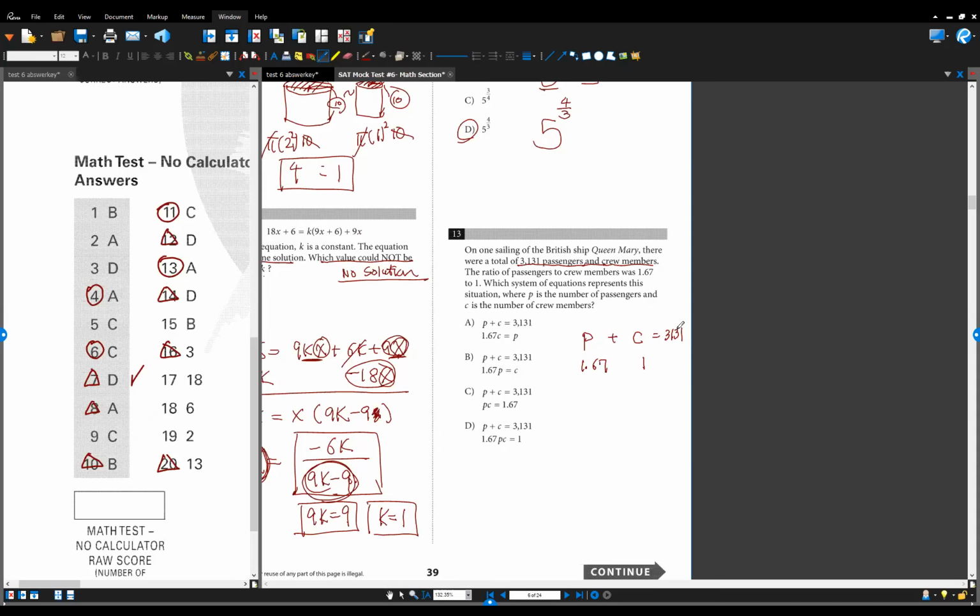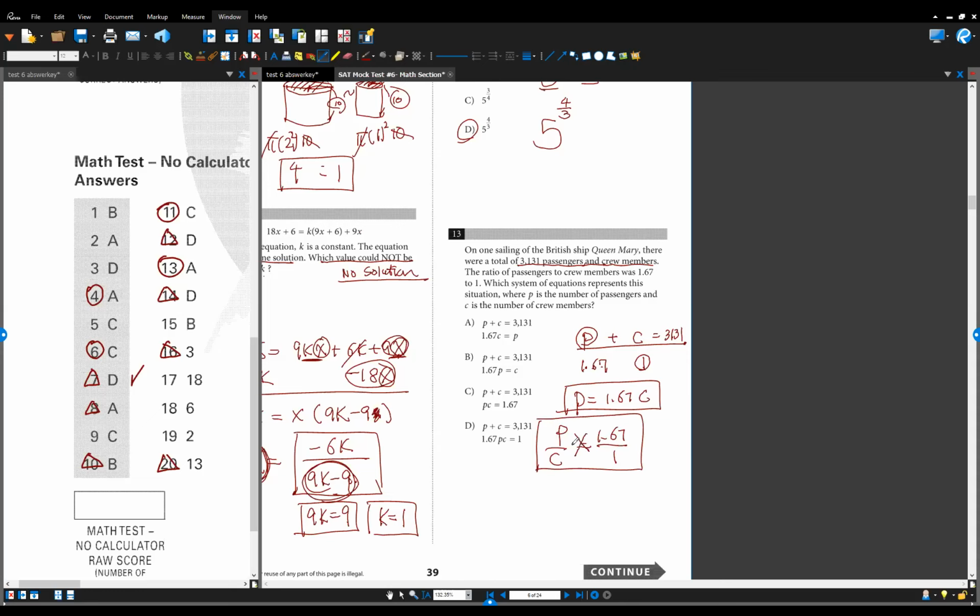Okay. All right. The number of passengers is P, number of crew is C. Yep, C plus P is what? 31, 31. That's okay. But P is what? 1.67 times C. P equals how much? 1.67 times C, isn't it? Can you see that over here? Okay, because what? P over C equals what? 1.67 to 1. That's the ratio, isn't it?